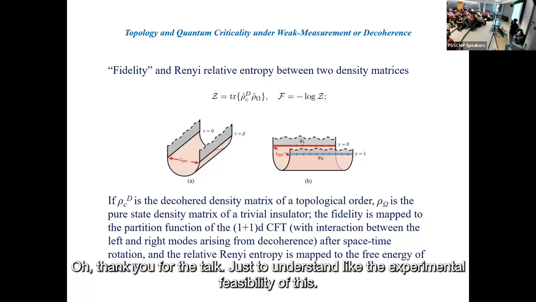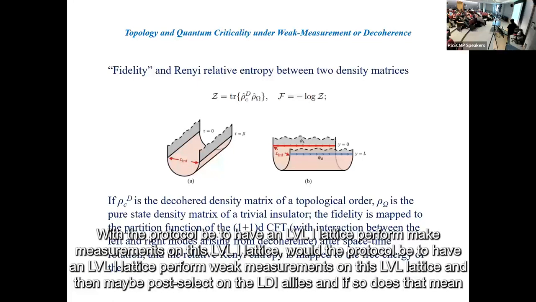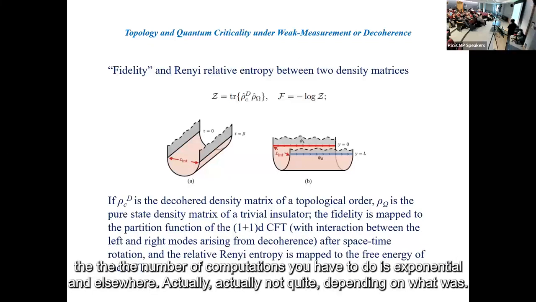Thank you for the talk. Just to understand the experimental feasibility of this, would the protocol be to have an L by L lattice, perform weak measurements on this L by L lattice, and then maybe post-select on the L by L lattice? And if so, does that mean the number of computations you have to do is exponential?